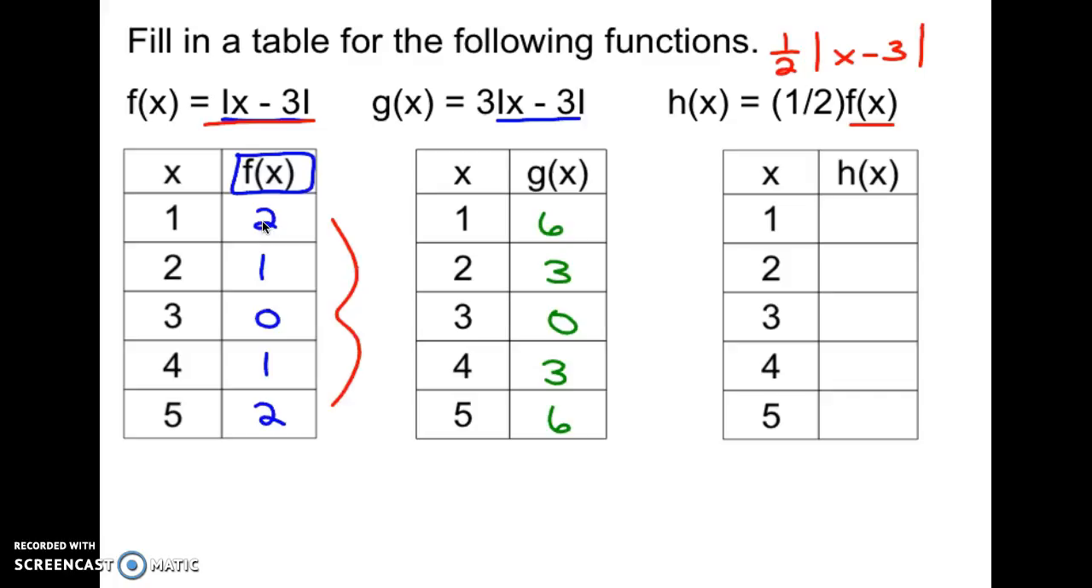So half of 2 is 1. Half of 1 from the first problem is 1/2. Half of 0 is 0. Half of 1 is 1/2. And half of 2 is 1. Okay, so these should be pretty easy. Again, you have a vertical stretch by a factor of whatever's multiplied out front. So if I'm multiplying by 3 out front, I'm just going to multiply all the y answers from the original one by 3. If I'm multiplying by a half out front, I'm just taking 1/2 and multiplying it by each of the y answers to get my new ones.